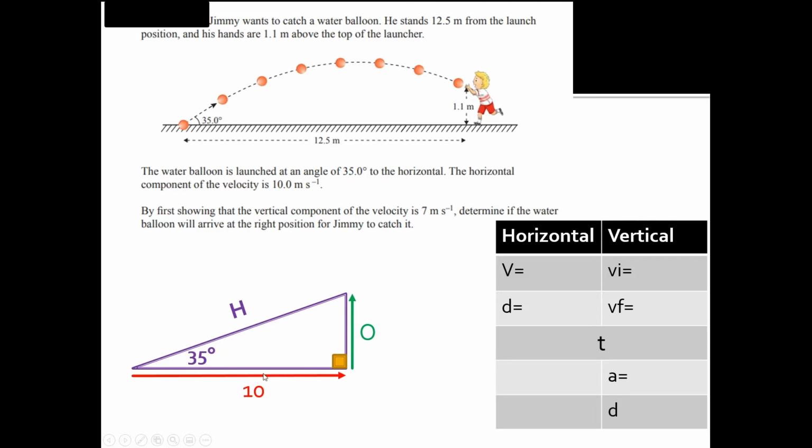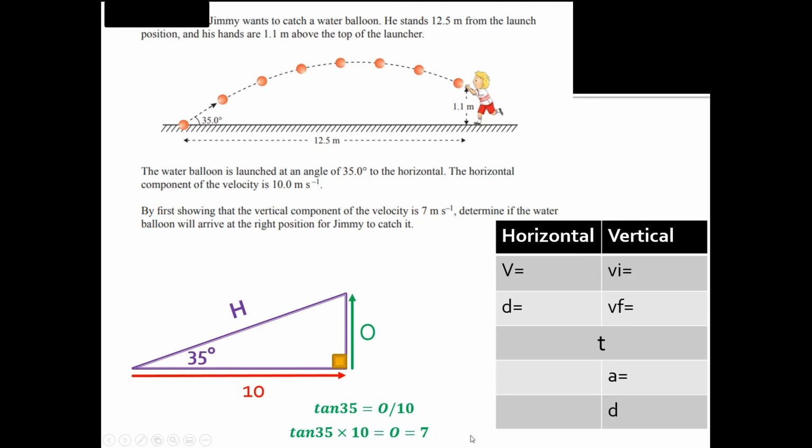In this case, can we use sine? Well, no, we don't know the hypotenuse. Can we use cosine? Again, we don't know the hypotenuse. So what must we do? Well, we must use tangent, opposite over adjacent. So the tangent of 35 equals our vertical component divided by 10, which is our horizontal velocity. In this case, we can find that our vertical component will be 7 meters per second.